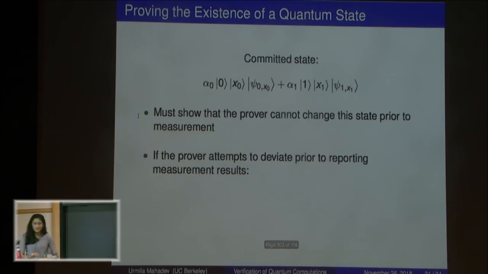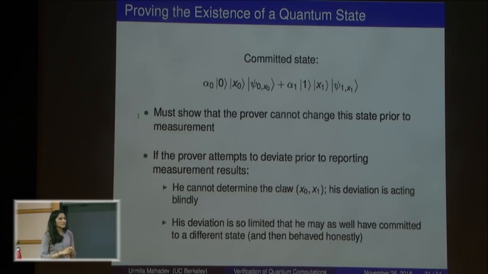Okay, so the reason this holds is roughly the intuition I gave earlier. It's because this committed state is not known to the prover. He doesn't know the full description of it because it contains x0 and x1. And the prover does not know that because that's a claw. So roughly, if the prover tried to deviate, like if he tried to apply some operator to his state after commitment, then he's acting blindly. Like, he doesn't know how his action will change the state because he doesn't even know what the state looks like. So this is the key step. And then what I argue is I use the cryptography to say that his deviation is so limited, meaning he really can't tell what's going on at all, that instead of deviating, so instead of changing the state after commitment, he could equivalently have committed to a different quantum state and then performed the measurements honestly.